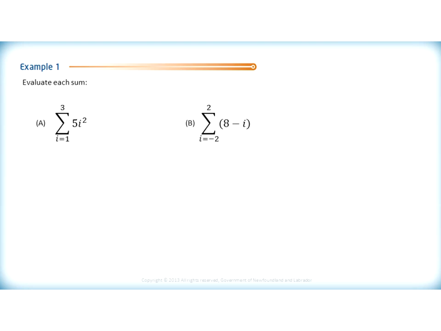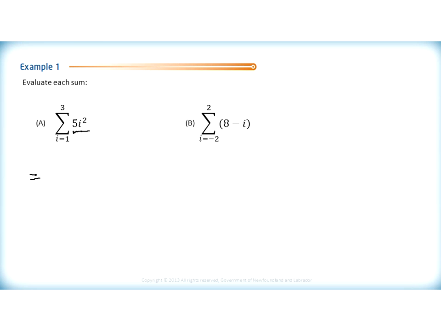Let's look at some examples, shall we? Okay, so it says evaluate each sum. First one doesn't look too hard. It says start with i equals 1, go up to i equals 3. So that's a whopping 3 terms we have to add together. And it says to do that for the formula 5 times i squared. Okay, so 5 times i squared.